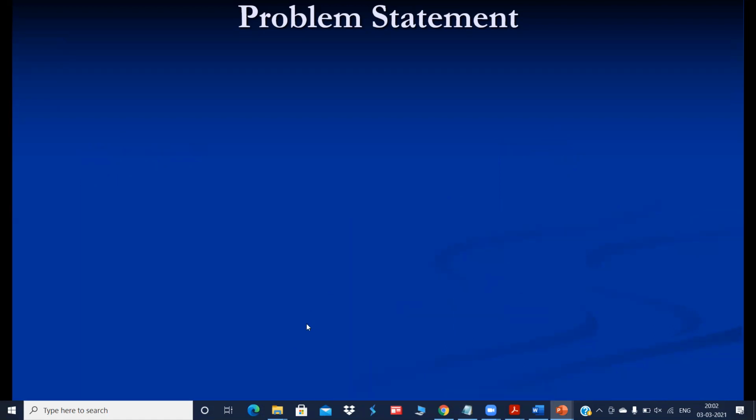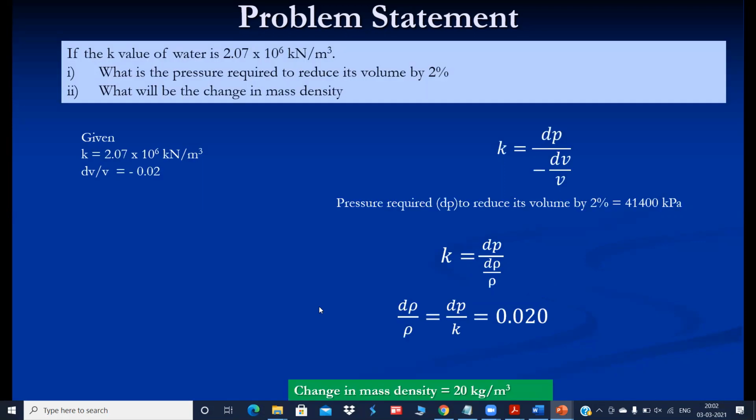So this is the final answer. As per the requirement, initially volume is given. That's why we can use the expression of K in terms of volume. And the change in mass density is asked. So in order to calculate the change in mass density, we use the expression in terms of density.